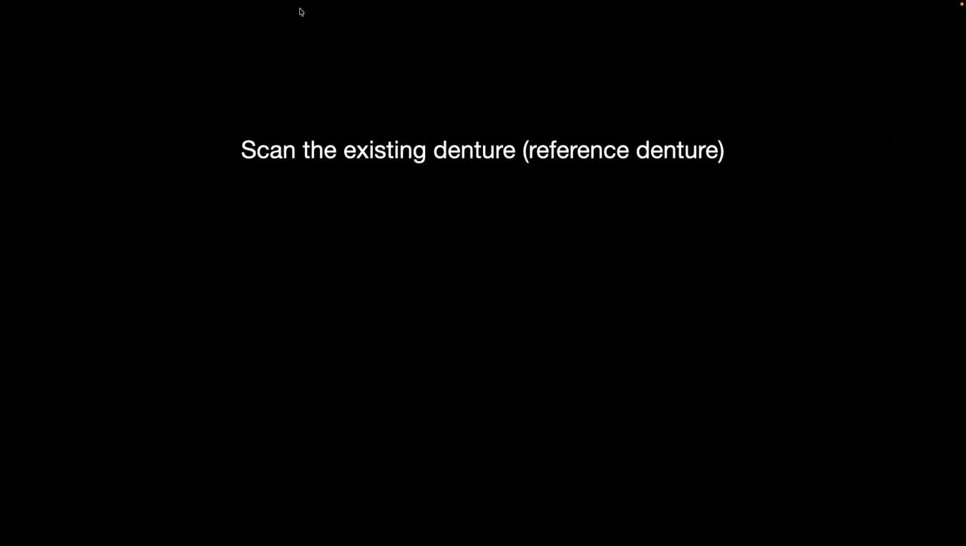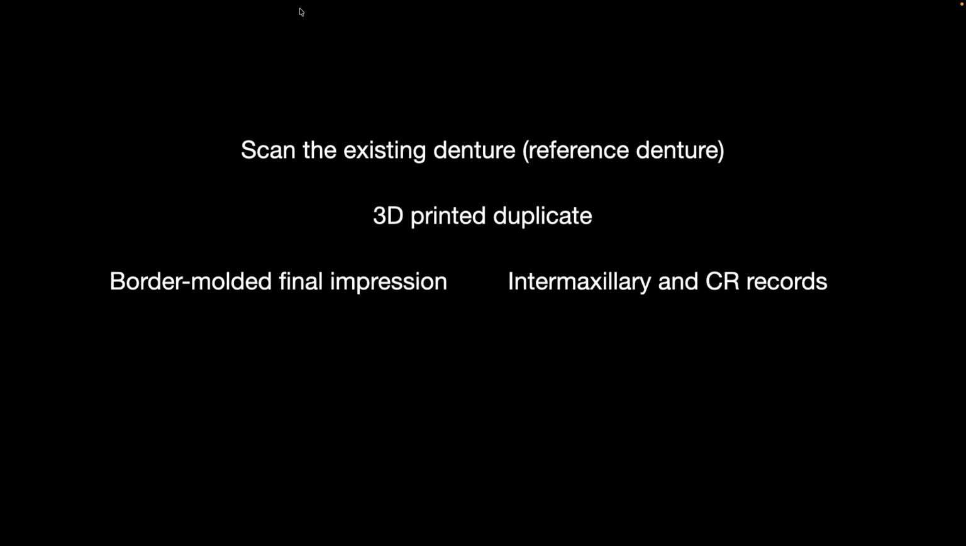You can go ahead and scan this existing denture, or the reference denture. And what your lab will do is that they will 3D print a duplicate for you. That 3D print will come to you, and now that will act as your custom tray and your base plate with rims. The rims are not made out of wax, they're the existing teeth, or, well, the duplicate of the existing teeth. But they can act as the rims, right? So you can have your border molded final impression, you can have your intermaxillary records, you can take your CR record, and then you digitize that.